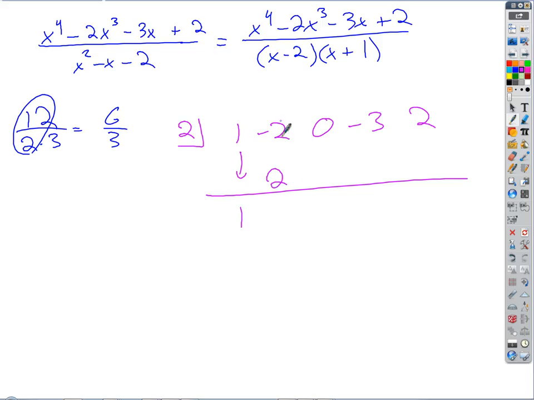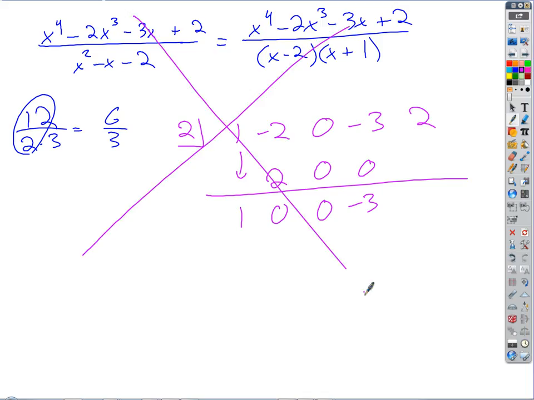1 times 2 is 2, plus negative 2 is 0. 2 times 0 is 0. 0 plus 0 is 0. 2 times 0 is 0. Plus negative 3 is negative 3. 2 times negative 3 is, oh, you know what? Hang on, I messed this up. Never mind. I thought I had a different problem up here. Okay, ignore that. You'd have to use long division.